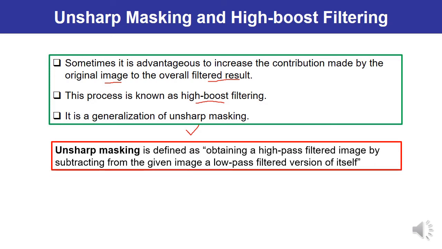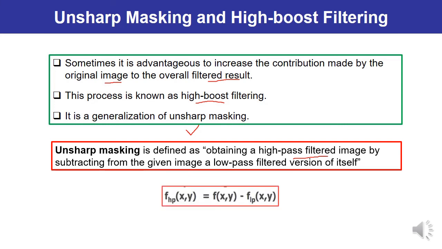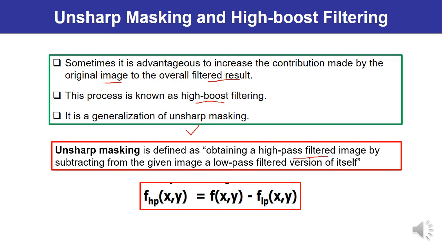Unsharp masking is defined as obtaining a high pass filtered image by subtracting from the given image a low pass filtered version. How to write it mathematically? f_HP(x,y), this is the output image. How are you writing it? Subtracting the low pass filtered version of the image from the original image, which is f(x,y). So you are writing the high pass filtered image as the original minus the low pass components.